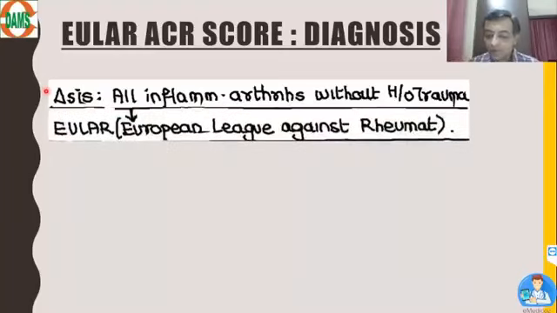So how do we proceed? EULAR is the European League Against Rheumatism. We want to perform the EULAR score in all patients. Again, please remember, the commonest cause of inflammatory polyarthritis is RA. That is why when a patient has inflammatory arthritis, you will start by performing the EULAR score. So what is the summary?